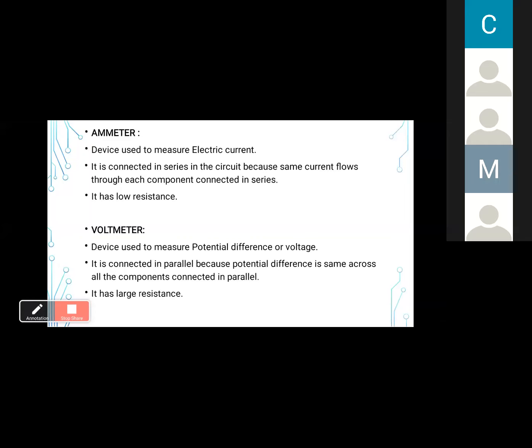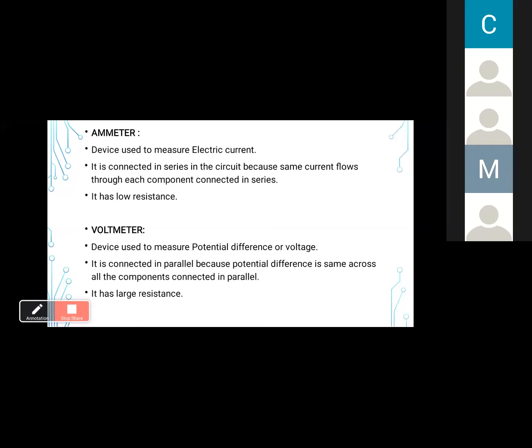So whenever it's connected in parallel, no current will flow through the voltmeter because it's of large resistance. Only current will flow through the other 2 branches consisting of resistance. That's why this will not cause any heating loss or any energy loss. That's why it's of large resistance and connected in parallel. So understood: ammeter in series and voltmeter in parallel, and you should also know the reason why it's connected in such a way.